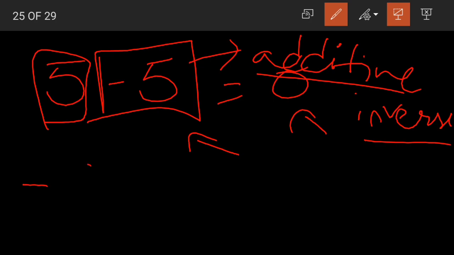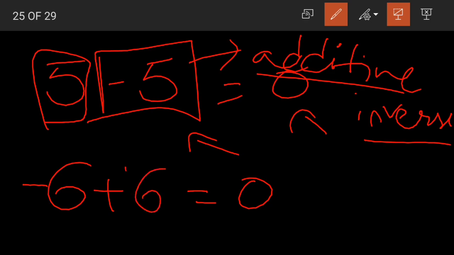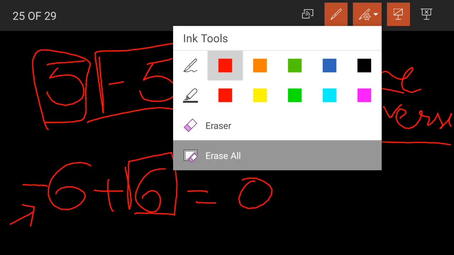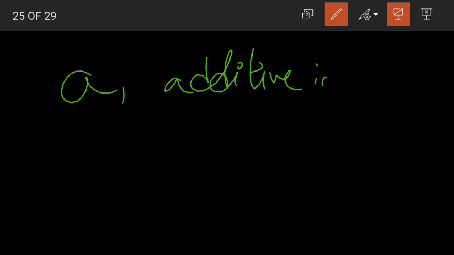Let us take the example of minus 6. I should get 0 as the answer. Now what should I add to minus 6 to get 0 as the answer? I should add 6 to minus 6 to get 0 as the answer, right? Now 6 becomes the additive inverse of minus 6. So we can simply say that for a given integer a, its additive inverse is minus a.